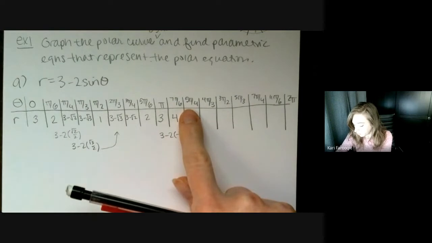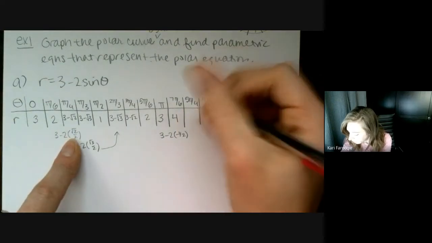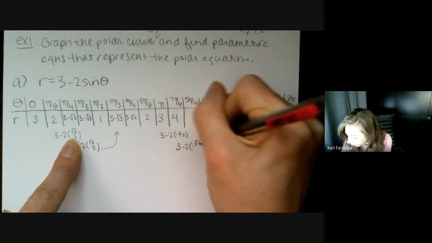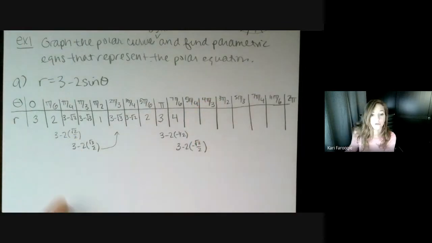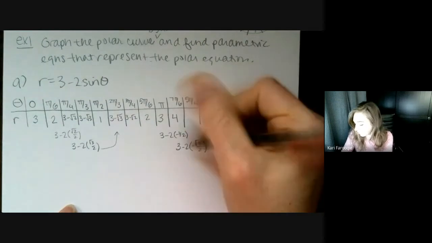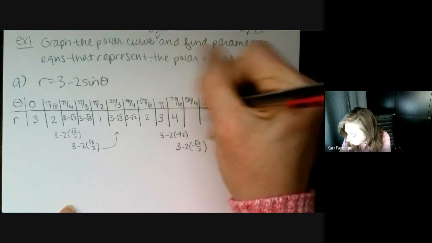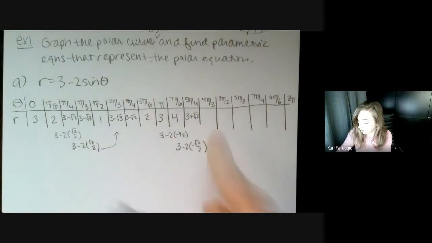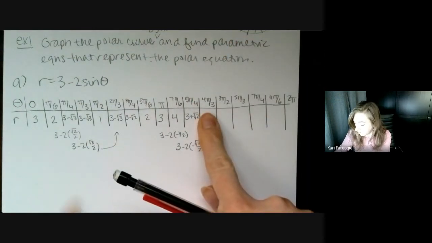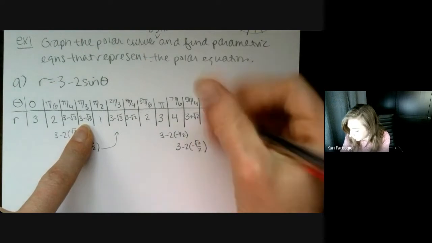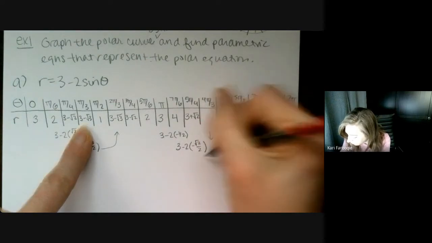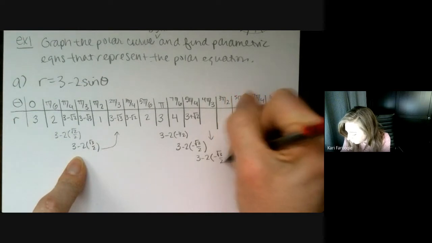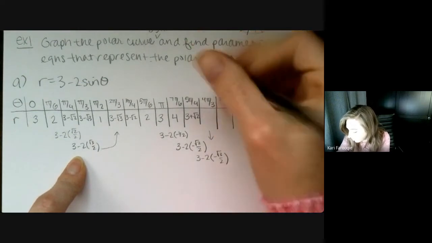At 5 pi over 4, you're going to have 3 minus twice negative root 2 over 2. So you'll have 3 plus root 2. Same idea here. Instead of having 3 minus the square root of 3, you're going to have 3 minus twice negative root 3 over 2. So you'll have 3 plus the square root of 3.